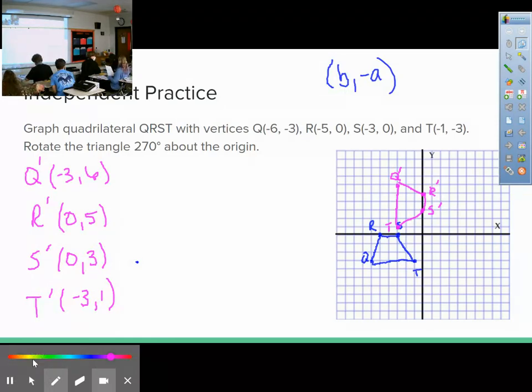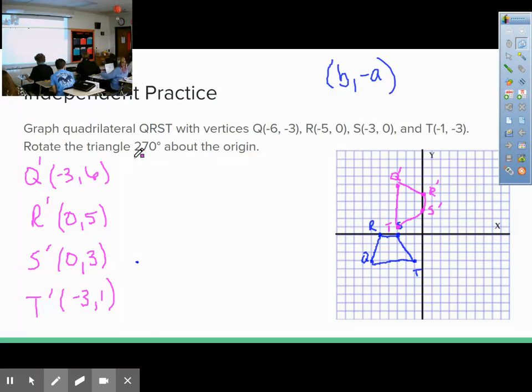Alright, if I can have your attention, please. On a 270 degree rotation, it's B, the opposite of A. So you change the sign of your X values and then you flip them. So Q prime would be (-3, 6). R prime would be (0, 5). S prime would be (0, 3). And T prime would be (-3, 1).